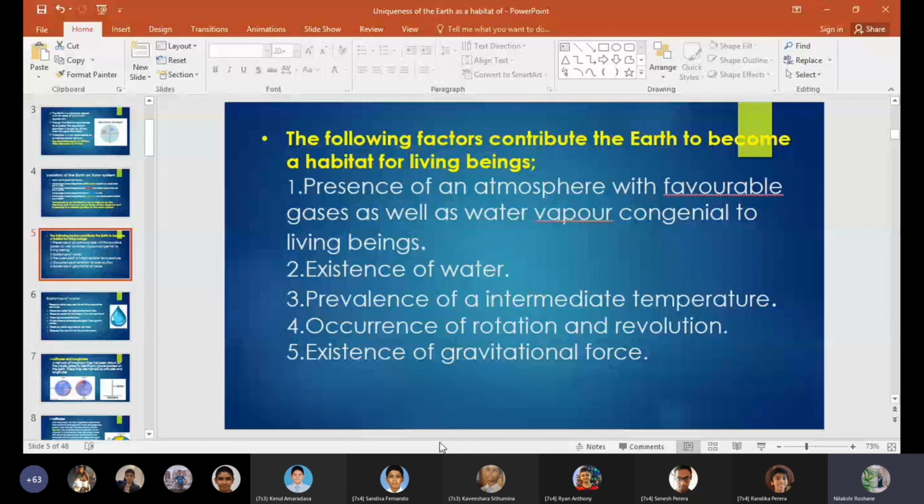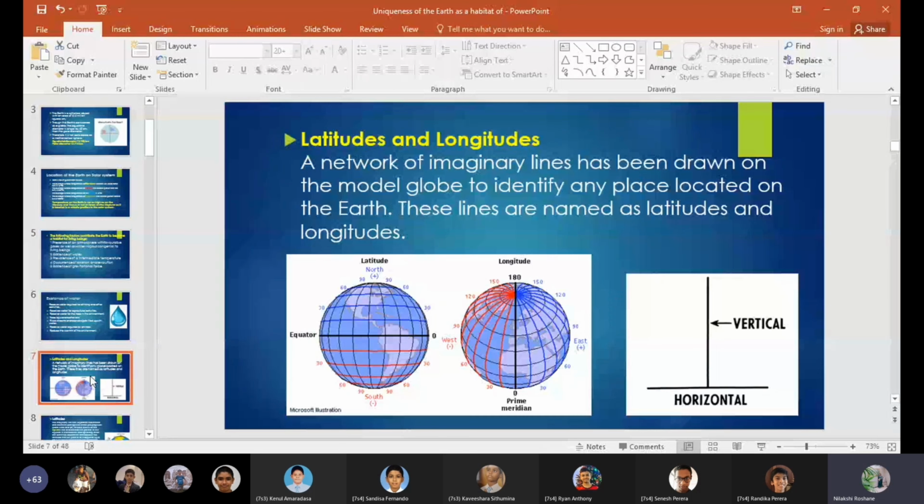And also this gravitational force is important to form ocean tides. We are going to discuss these things later in geography. Because of these things, the gravitational force is important. So next we are going to discuss the longitudes and latitudes. This part we also discussed in grade 7.